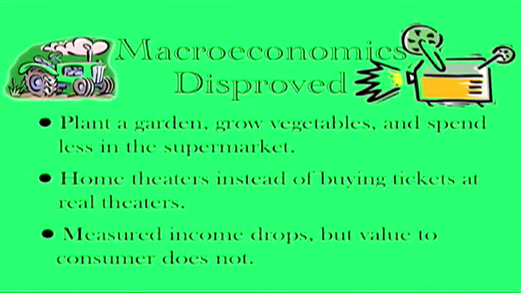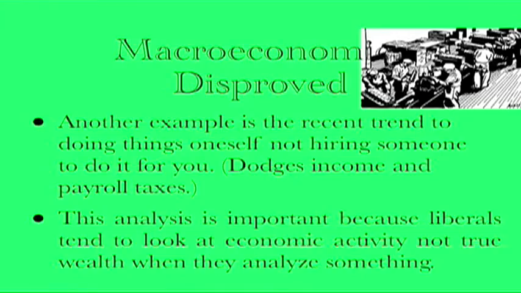Plant a garden, grow vegetables, and spend less in the supermarket. Use home theaters instead of buying tickets and going to real theaters. Measured income drops, but value to the consumer does not and may actually increase. Another example is the recent trend in doing things oneself, not hiring someone to do it for you. This process dodges income and payroll taxes. This analysis is important because liberals tend to look at economic activity, not true wealth, when they analyze something.